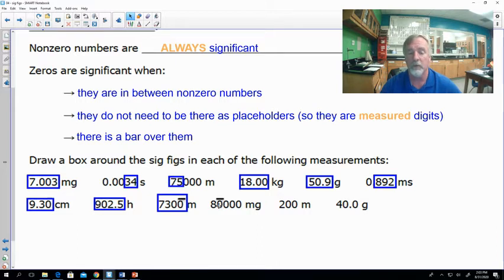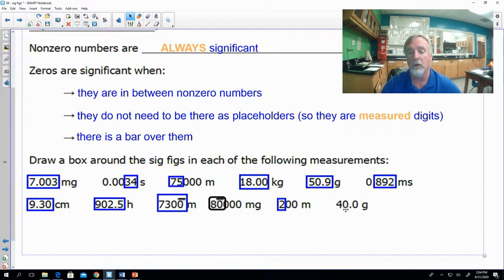So what are our significant figures here? It's the 8 and the 0. Those two are our significant figures. Okay. 200 meters over here, no bar. That means only the 2 is significant. 40.0. Now again, this last 0 over here, we needed that so we could line up our decimal point. This is not a placeholder. All of these are significant.